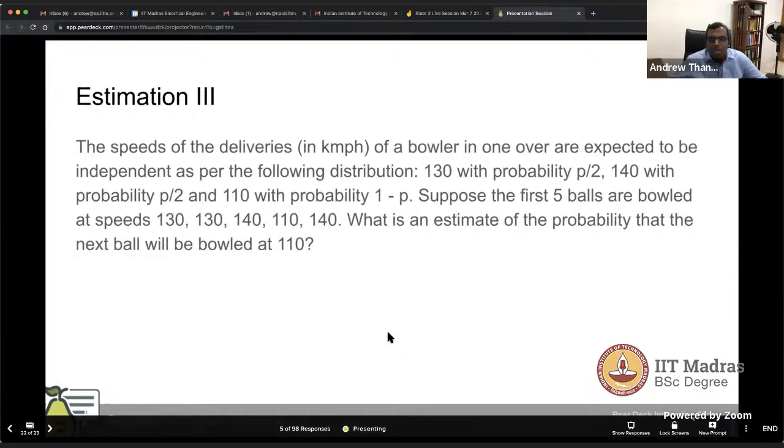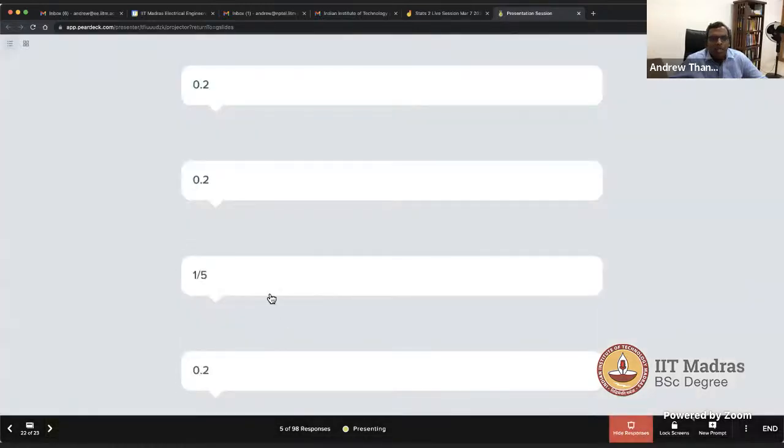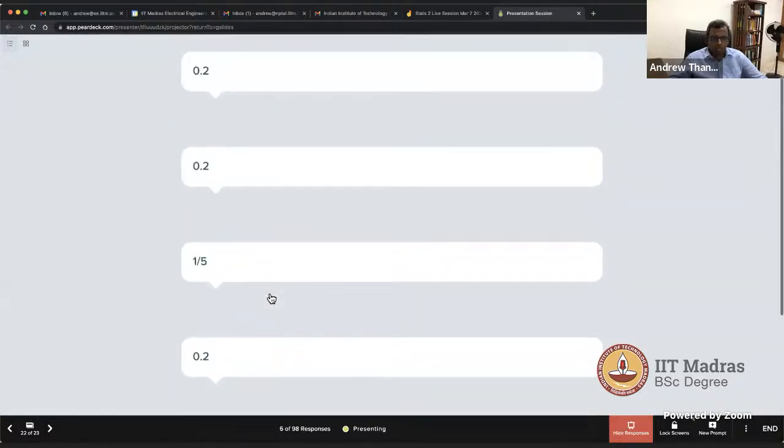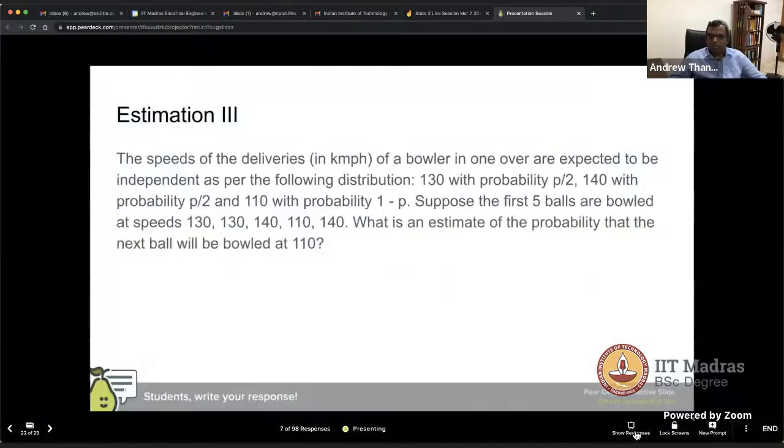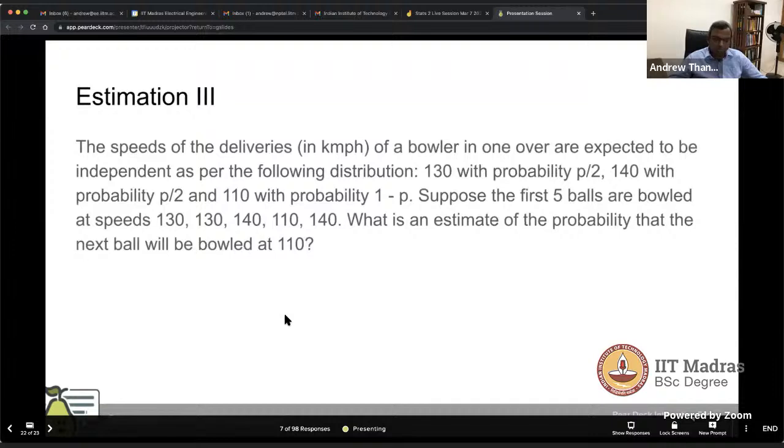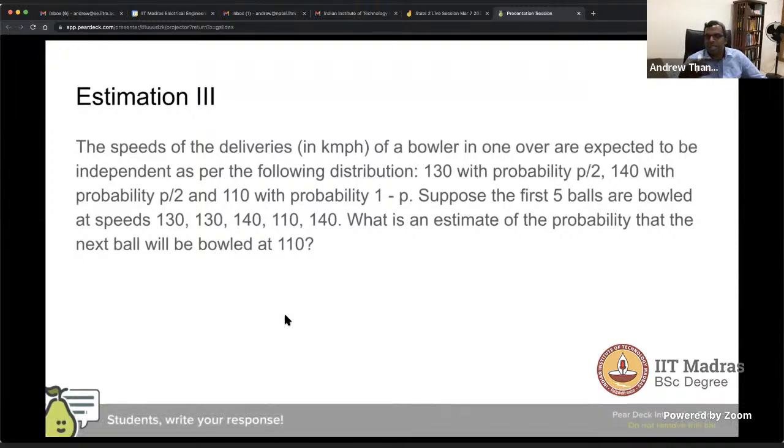So there's about 5 responses. I'm not going to work it out in great detail. It looks like 0.2. Somebody says 2 by 3. But 0.2 is the most popular answer. Now, once again, it's just worded in a different way. I hope you see through the problem. It's just a simple IID sampling problem with a discrete distribution.